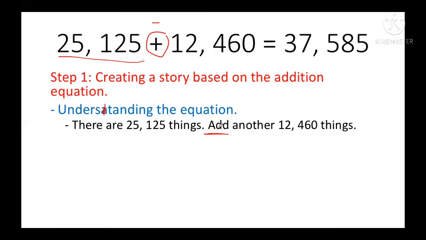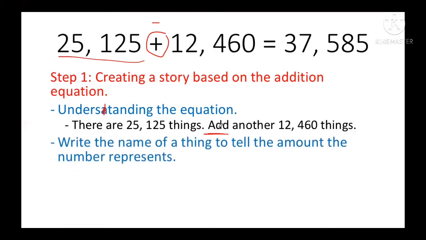After understanding the equation, we are now going to write the name of a thing. You need to think, is it 25,125 balls or 25,125 apples? It's up to you. You are the one to identify a thing, to choose what thing you like to use. So write the name of a thing to tell the amount the number represents.